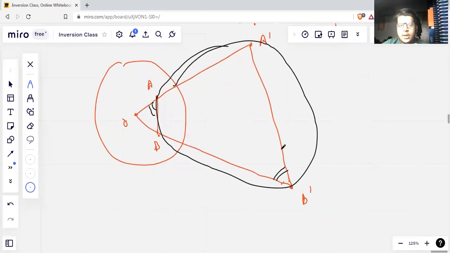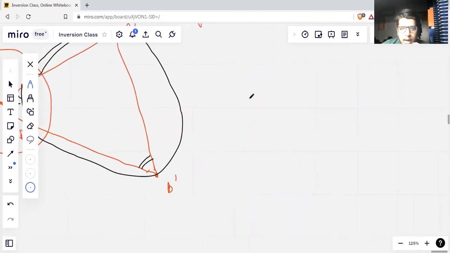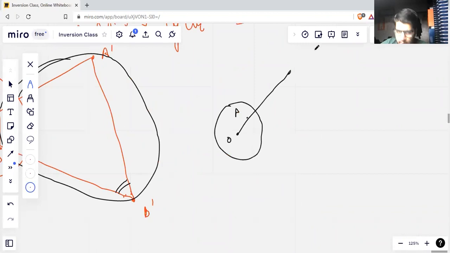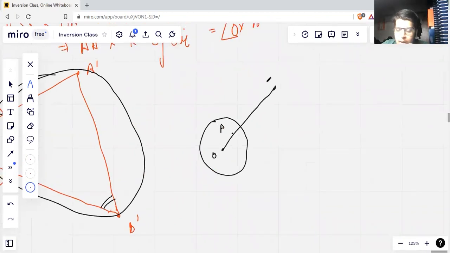Now, how I like to think about this is, suppose I give you some random circle. I give you one point A, not lying on the circle. And the inverse of A under the inversion about this circle, let's call this A dash. I give you any other random point B.